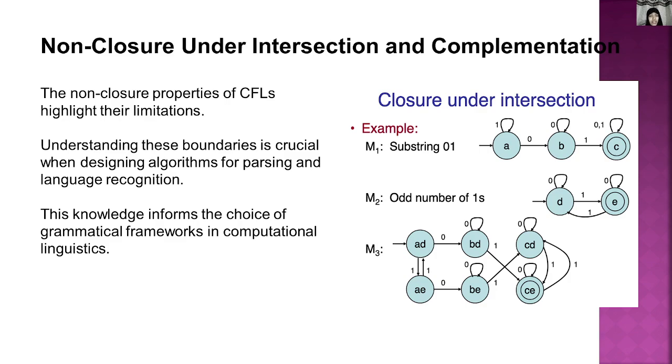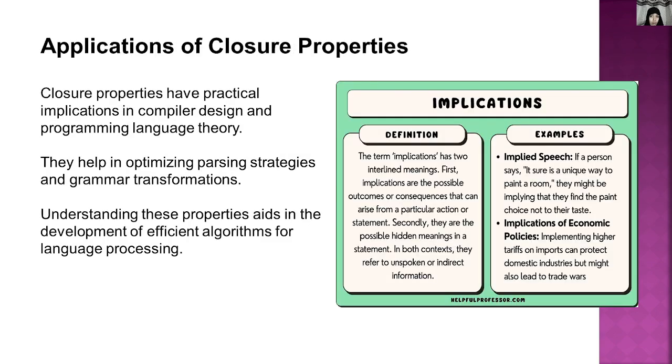Non-closure under intersection and complementation. The non-closure properties of context-free languages highlight their limitations. Understanding these boundaries is crucial when designing algorithms for parsing and language recognition. This knowledge informs the choice of grammatical frameworks in computational linguistics. As you can see in the picture, this is how closure under intersection goes.